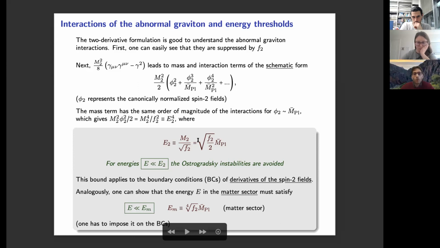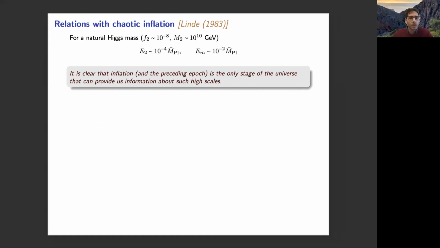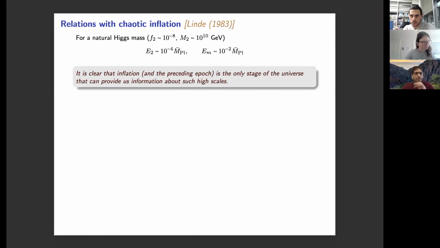Okay, so the important thing to notice here is that E2 is proportional to the Planck mass times the square root of F2, while EM is proportional to the Planck mass times the fourth root of F2. So basically, when F2 is much smaller than 1, this E2 is much smaller than M Planck, but it can be much bigger than M2. So you have a range of energies for which you can see the effect of the abnormal graviton without triggering the instabilities.